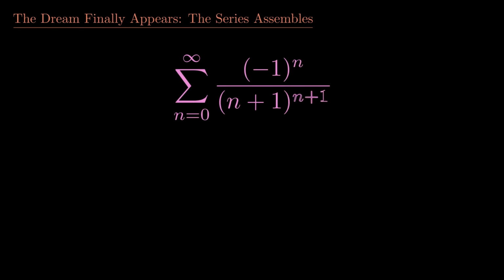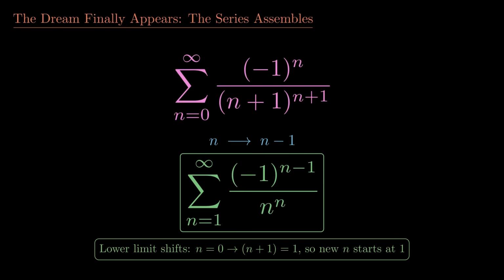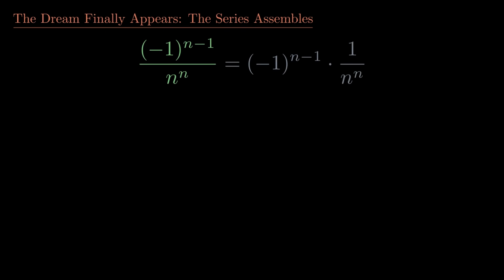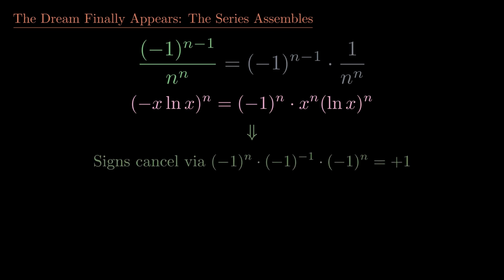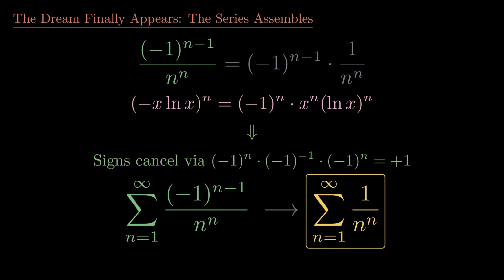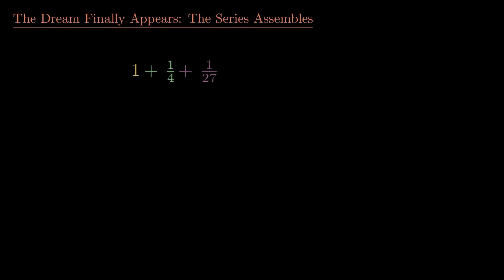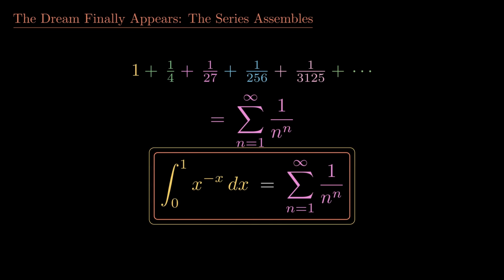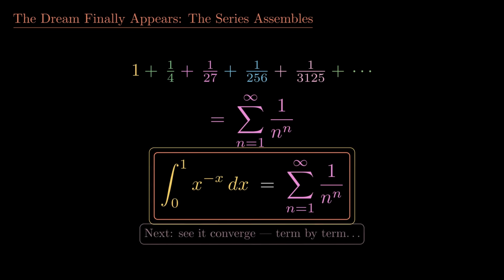Next, we re-index the sum so it starts at n equals 1 instead of 0. That gives us negative 1 to the n minus 1 over n to the n. And then the whole expression assembles into the famous series, the sum from n equals 1 to infinity of 1 over n to the n. So the strange integral we started with turns into the sophomore's dream, term by term, until the full identity finally appears. What looked impossible at the start now becomes perfectly clear.